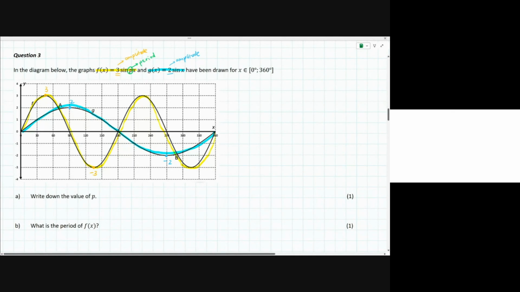Now, there's a few ways you can go and work out this p-value. I'll give you a few formulas. But essentially what you're doing is you're looking at how many degrees your graph repeats itself, and you compare it to the original period. So our p-value here is 2. And one of the ways we can determine this is that p is equal to your original period divided by your new period.